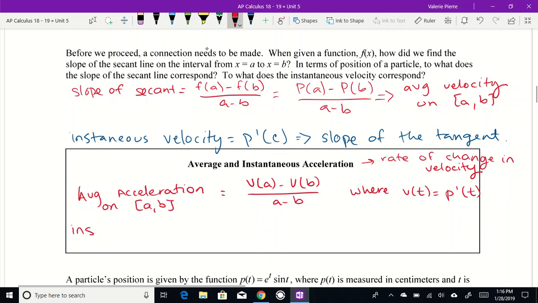So the instantaneous acceleration is equal to V prime of c. Or another way we could say it is the second derivative of our position function, p double prime of c.